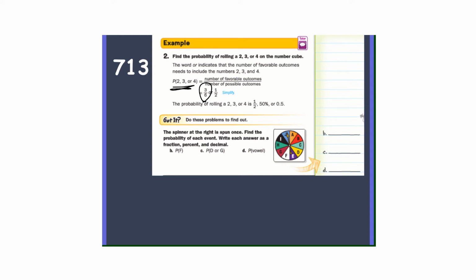Okay, looking at the spinner here in the Got It. The spinner at the right is spun once. Find the probability of each event. Write the answer as a fraction, percent, and decimal. So go ahead and pause the video and do B, C, and D.